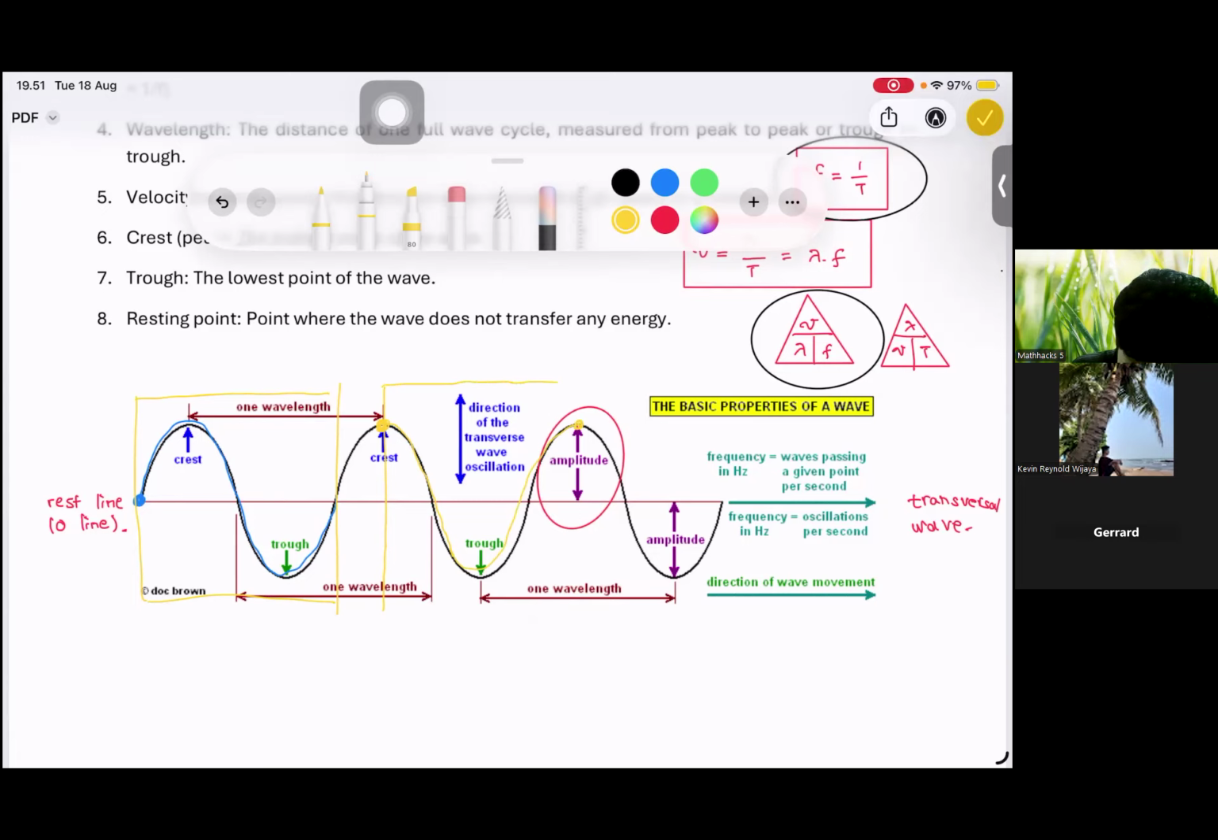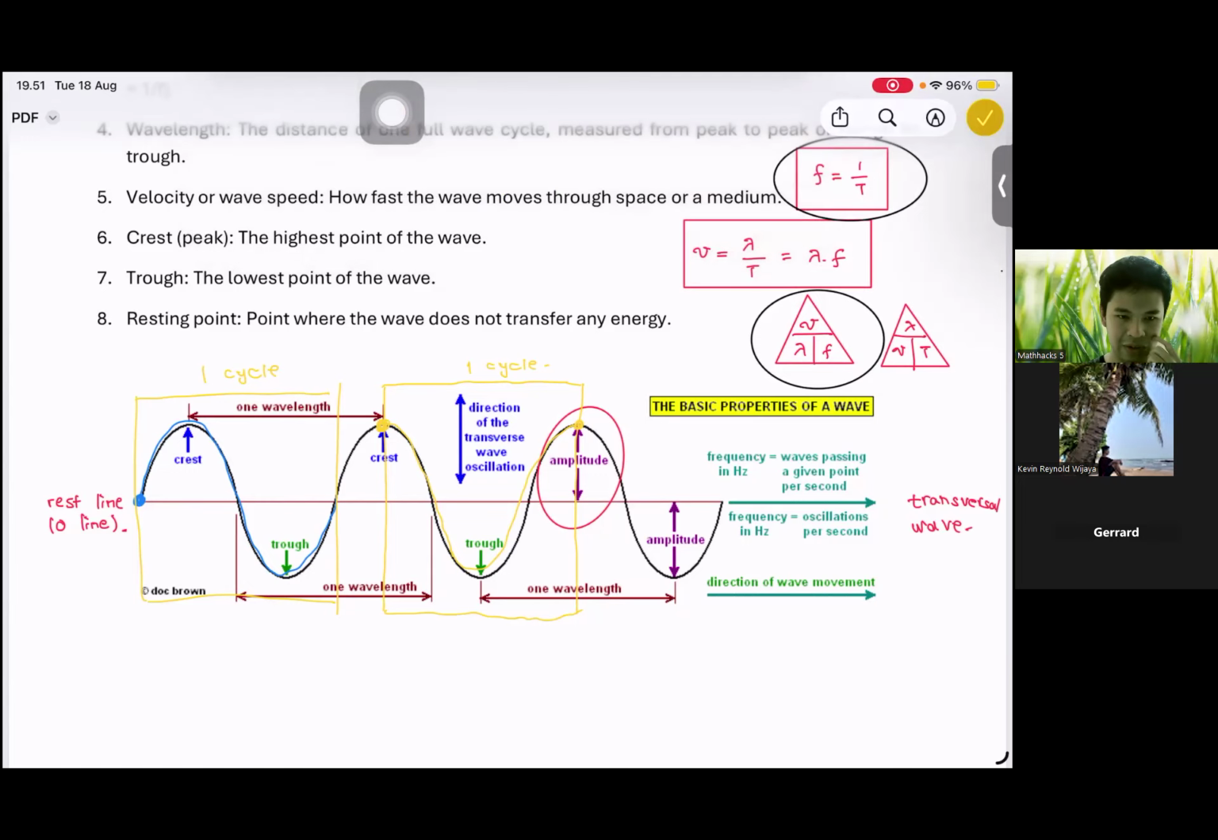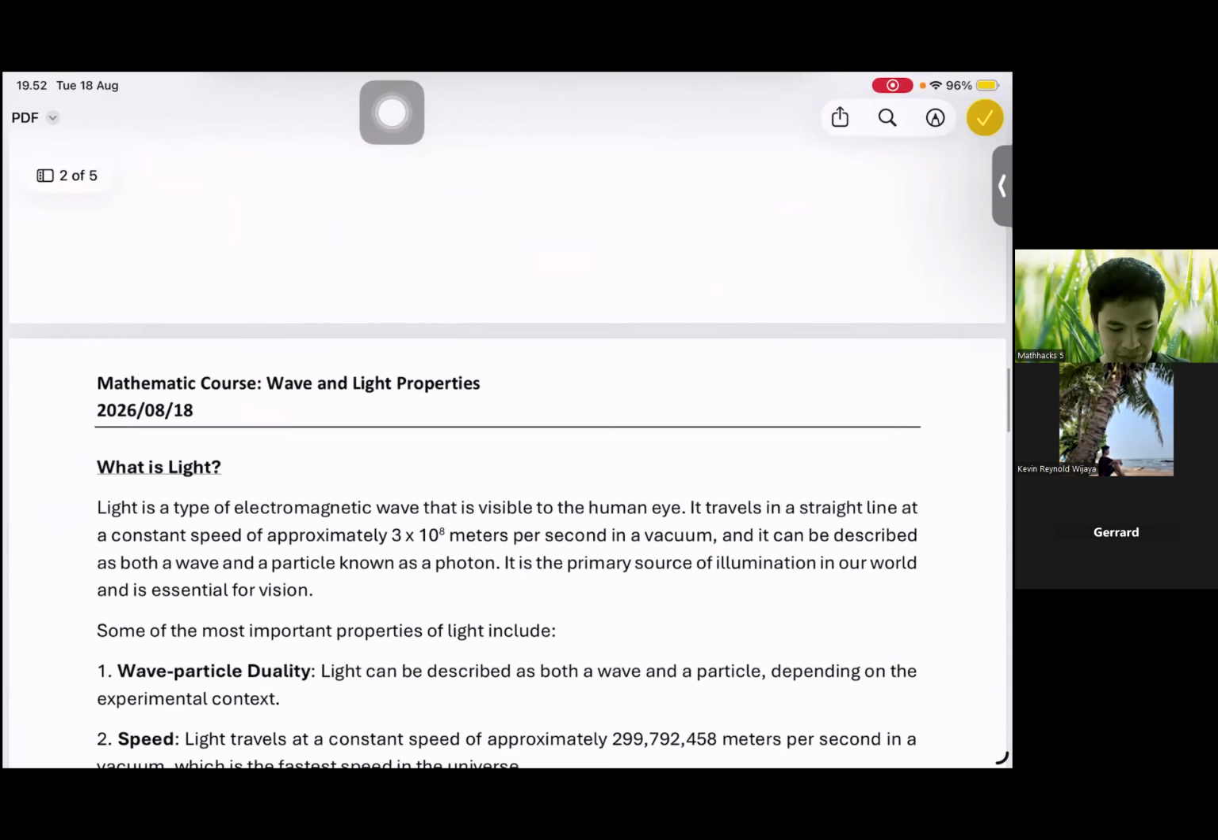This one is also one cycle. So that is the definition of one cycle. You can start from the top of the hill or from the rest line. It is the same, but you need to complete one hill and one valley. So that is the definition of one cycle in the transversal wave. Once again, in the transversal wave.